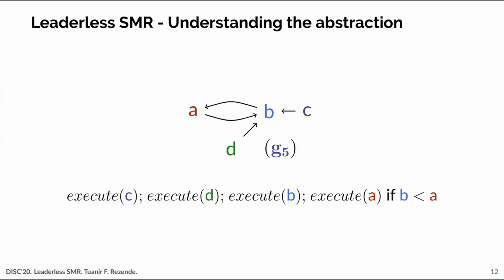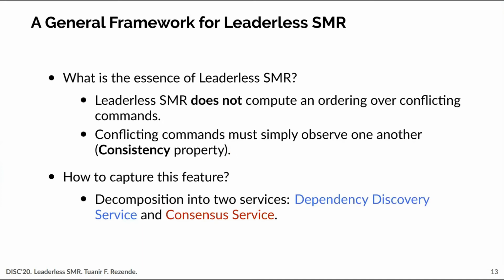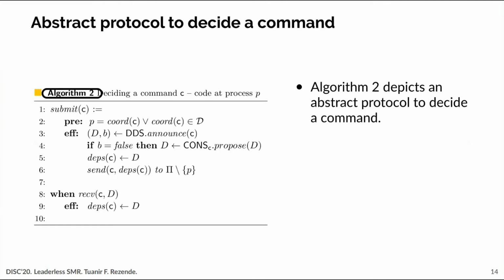With these concepts in mind, we ask ourselves the question, what is the essence of leaderless SMR? And now we are ready to answer it. So we understood that leaderless SMR does not compute an ordering over conflicting commands. Conflicting commands must simply observe one another. That was encapsulated in the consistency property. So how do we capture this feature? We propose a decomposition into two services, the dependency discovery service and the consensus service.